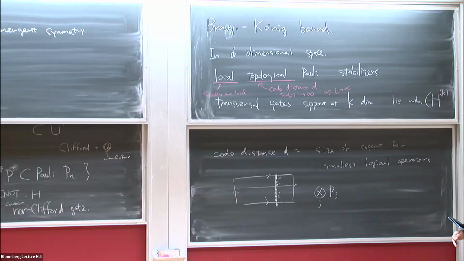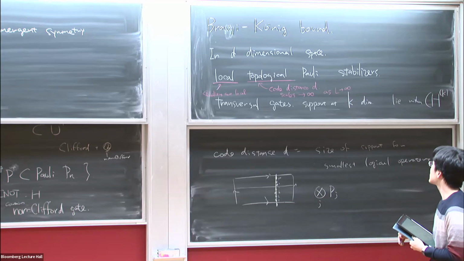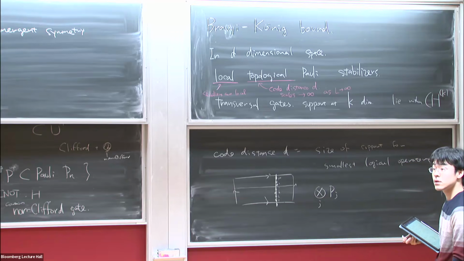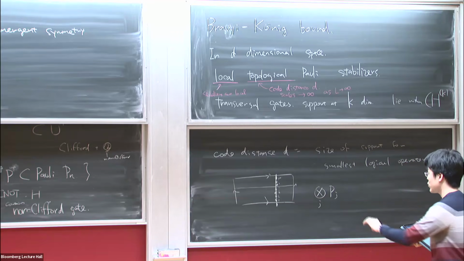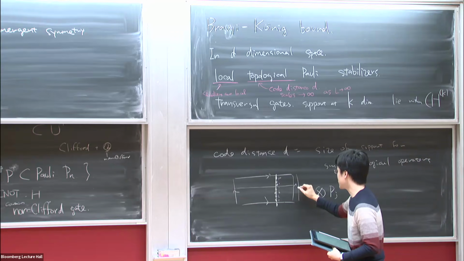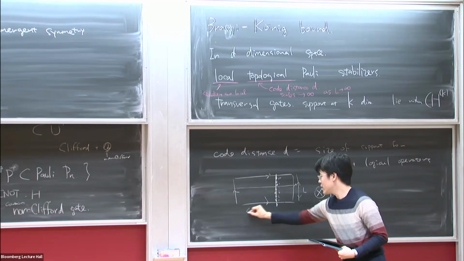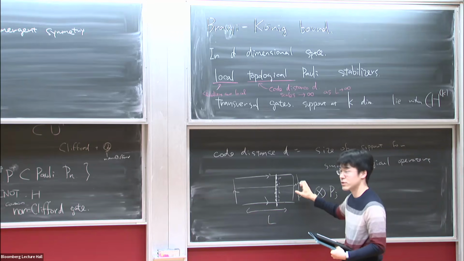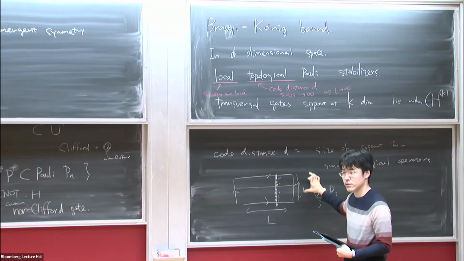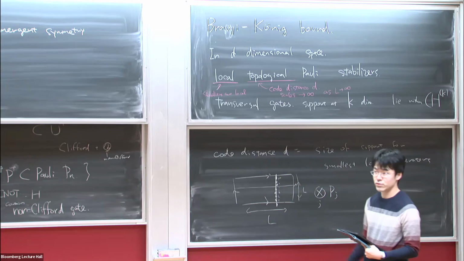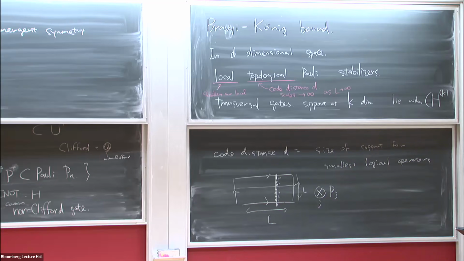How can the distance go to infinity while it remains local? Sorry, I probably didn't understand that. You said local and topological? Yes, so how do you take the distance to infinity and be local? Stabilizers are local. Here is the size of the logical operator. Yes, the size of the logical operator can go to infinity. You can just say that some linear size of the code is L, and in the case of the toric code, if the system size goes to infinity, the code distance also goes to infinity. So this is a topological code.